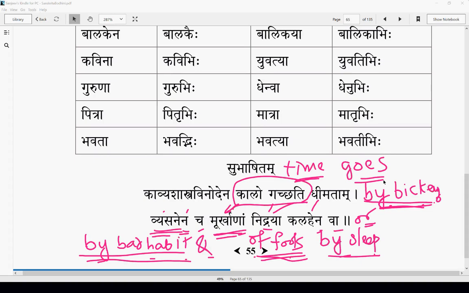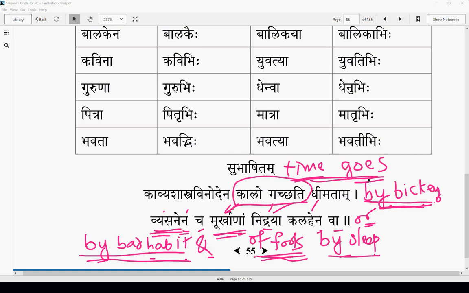Uma? From the beginning. And of fools, time goes by bad habit, by sleep, or by bickering. Sorry, say that again. And of fools, by time goes, kala gachati, by bad habit, by sleep, or by bickering. Okay. So, yeah.